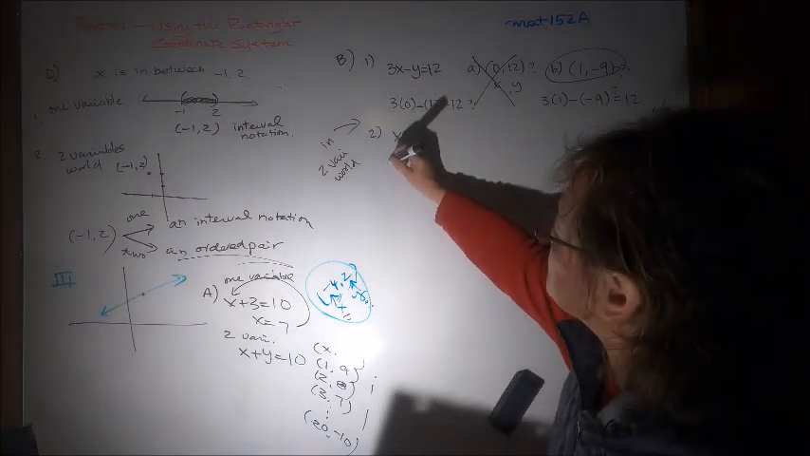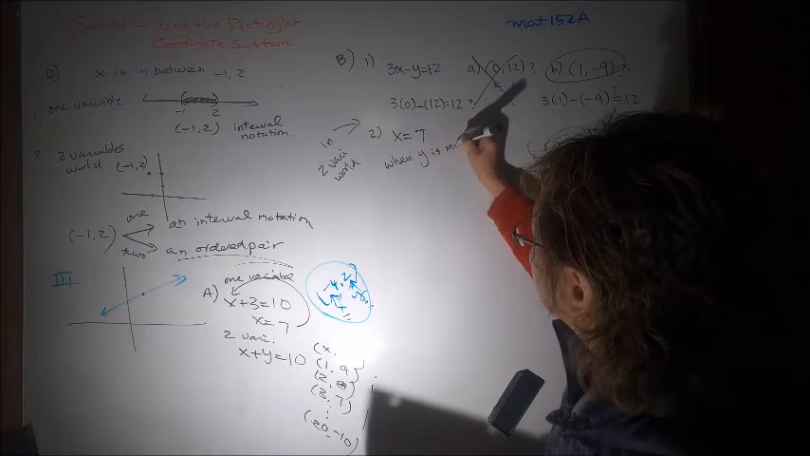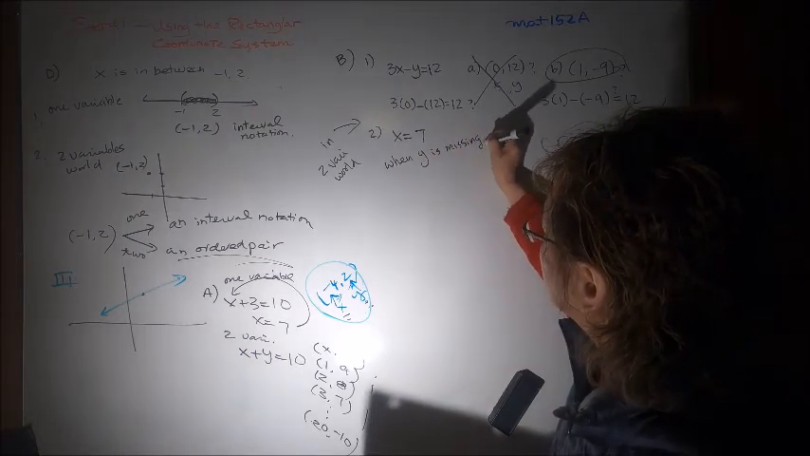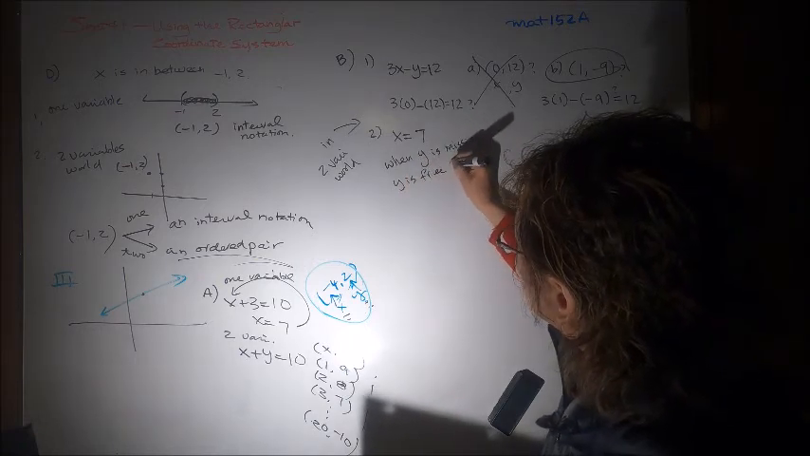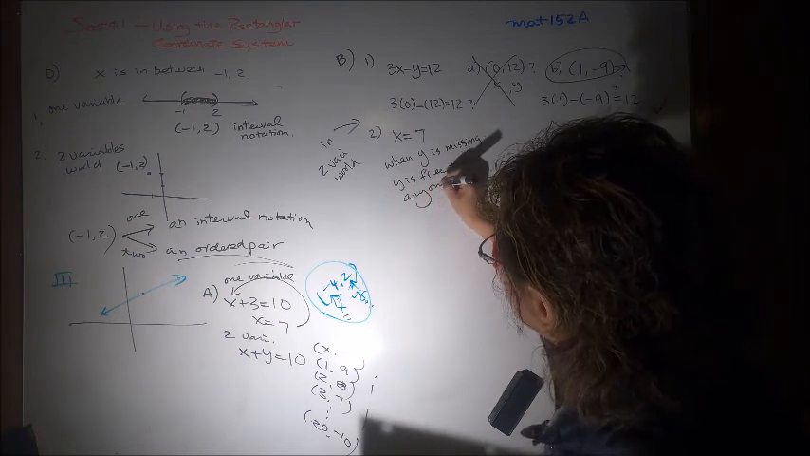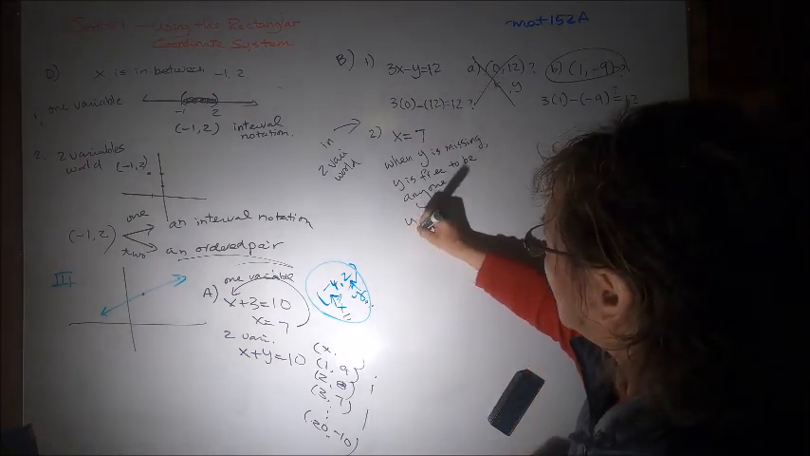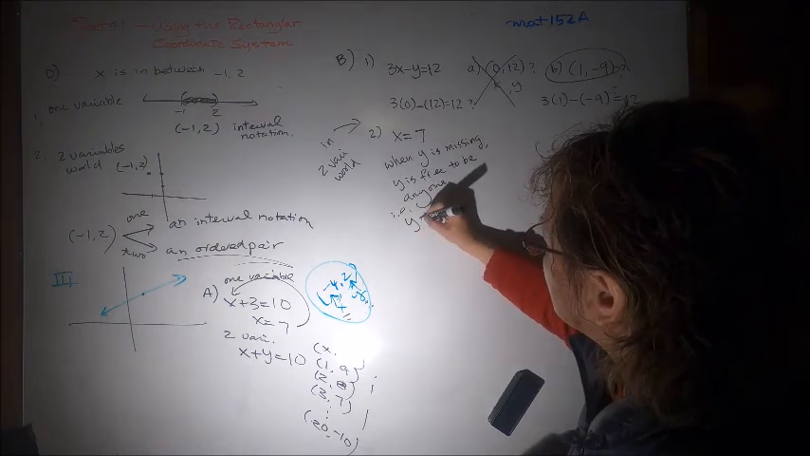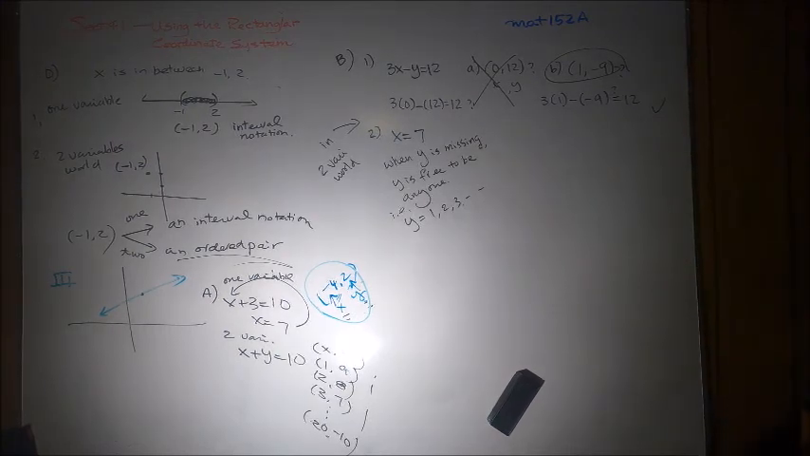When y is missing, it means what? Y is free to be anyone. Okay, so it means what? Y means y can be what? 1, 2, 3, or any numbers, because y is not there.